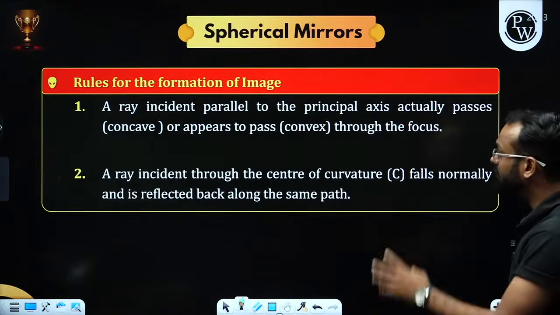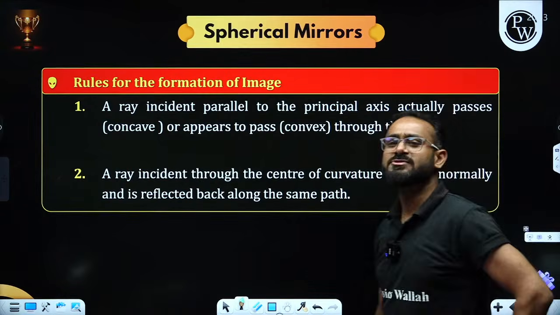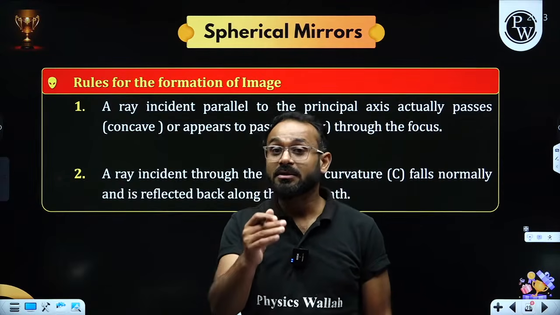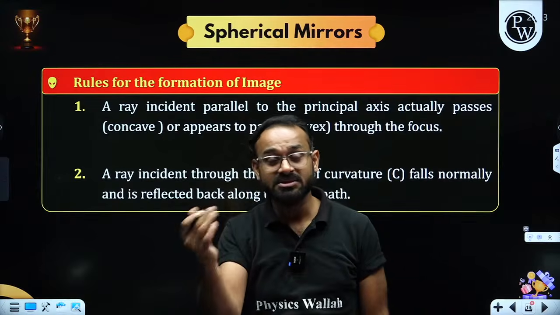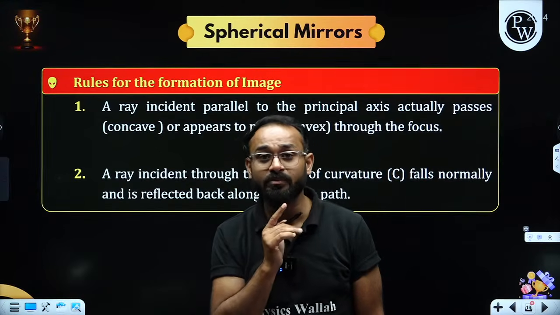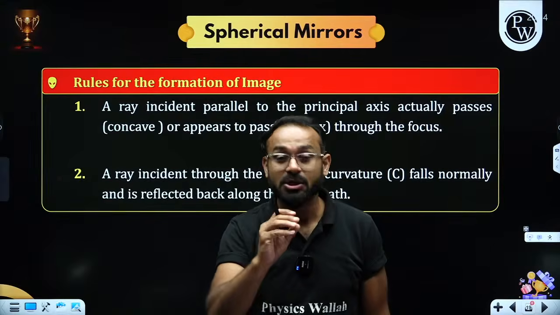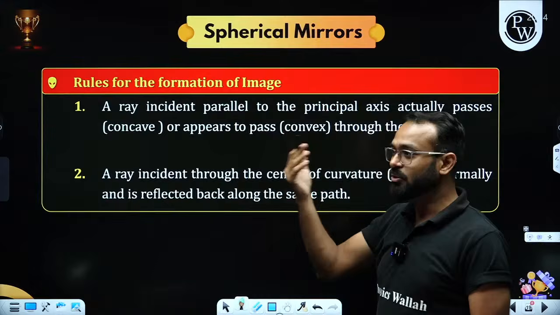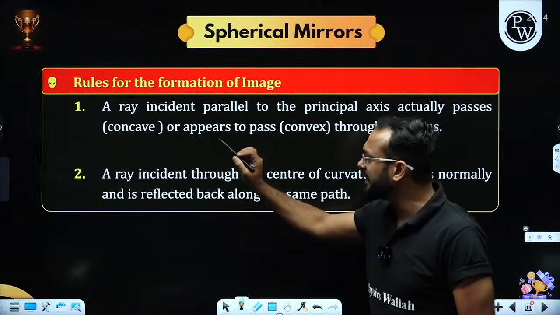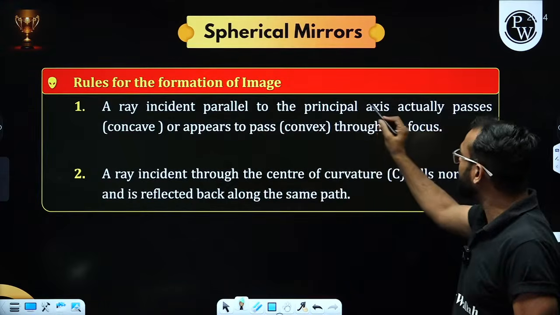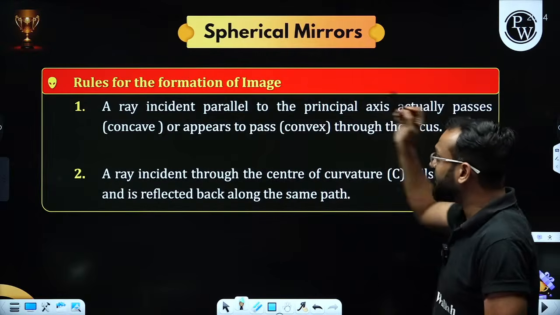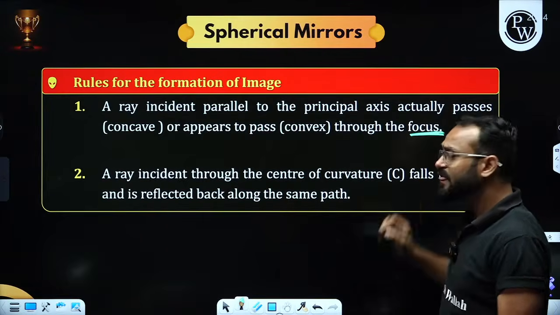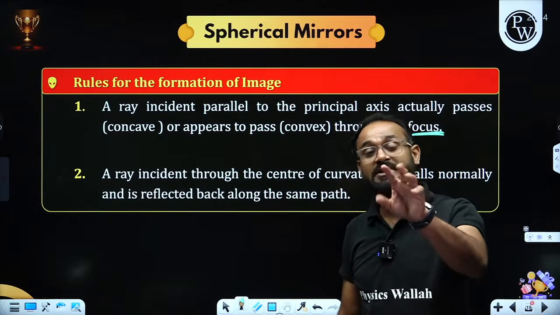Fine, clear, sir. Now there are rules for the formation of images. So what are the rules? See, we have spherical mirrors, in which images are definitely going to form, so we need to follow certain rules so that we would be able to draw the different images. The very first rule says a ray incident parallel to the principal axis actually passes or appears to pass through the focus. While deriving the focus, I drew the diagram related to that.